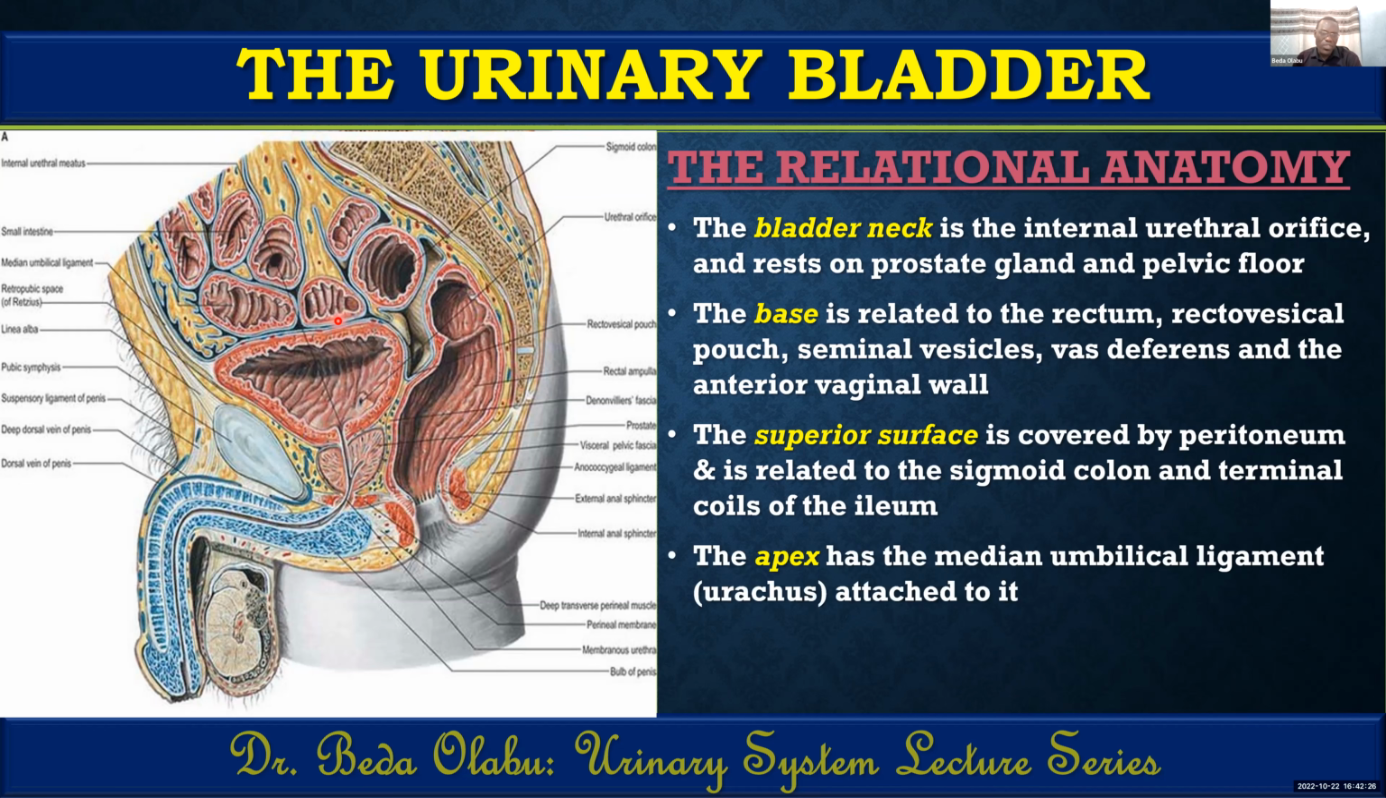The apex of the urinary bladder gives rise to what we call the median umbilical ligament. This is a remnant of the urachus, if you remember that from embryology. It's a remnant of the urachus. It attaches the apex of the urinary bladder to the inside of the navel, inside of the umbilicus. We call that the median umbilical ligament.